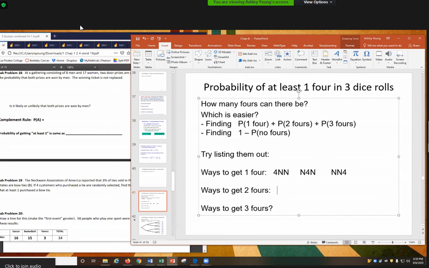Now, how many ways can I get 2 fours? 4, 4, not. Great. Someone else, a different way? 4, not 4, 4. And the last way? Not 4, 4, 4. Exactly. Good. How many ways are there of getting 3 fours? That's easy: 4, 4, 4. There's only one way to do that one. The all and the none, there's only one way, so it's a lot simpler.